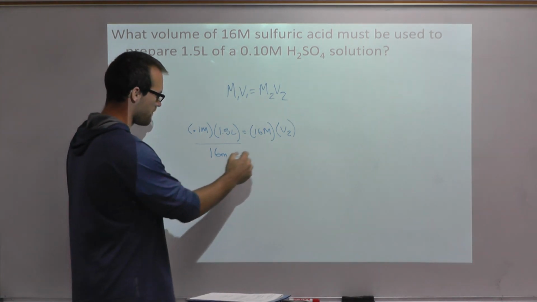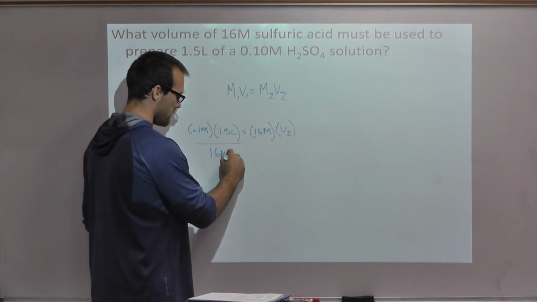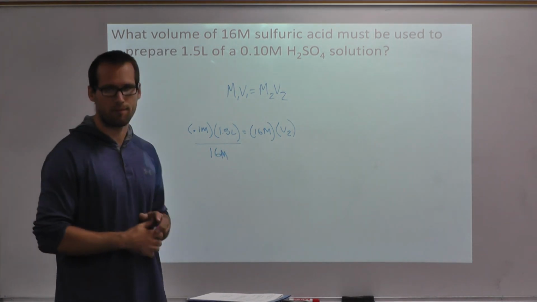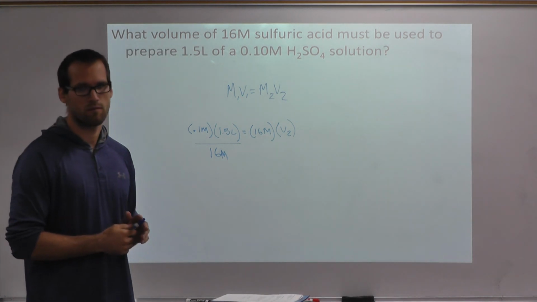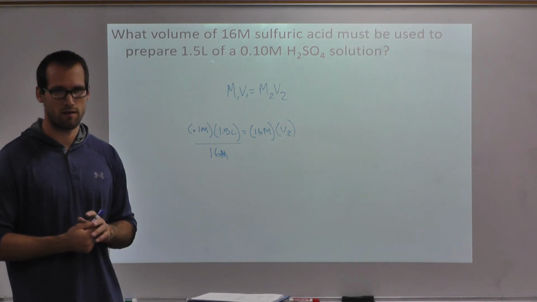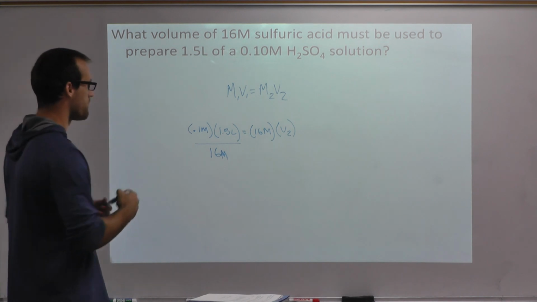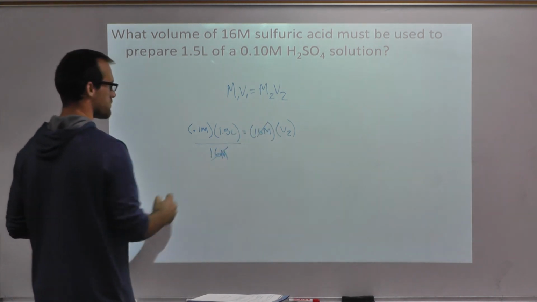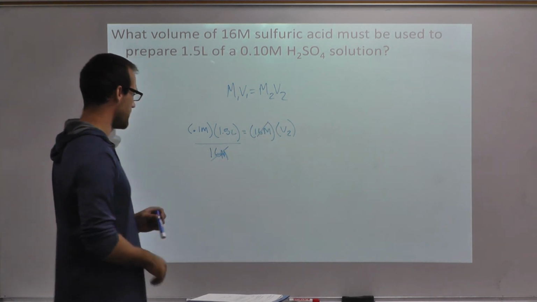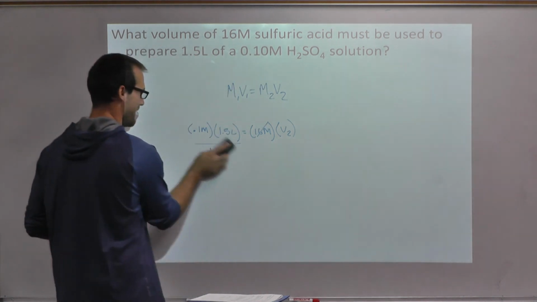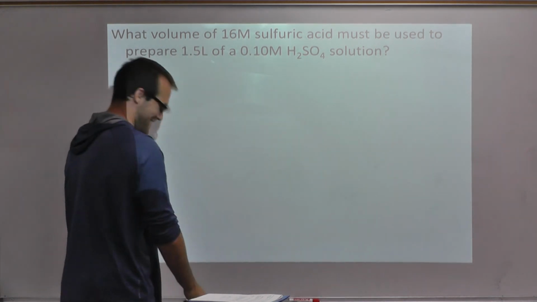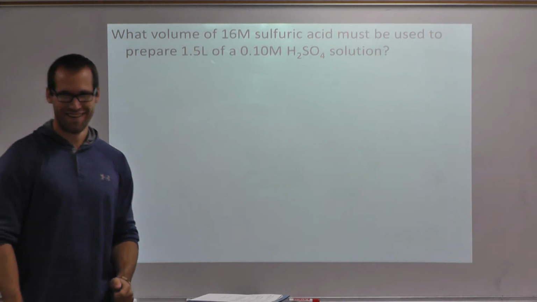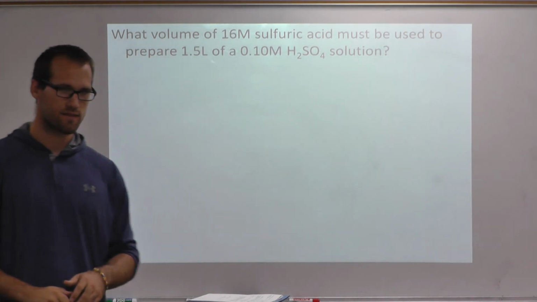What is it? 9.4 times 10 to the negative third. Yes, that's right. Did I do something wrong, Emily? Why did I do that? Can you just take 0.009375?